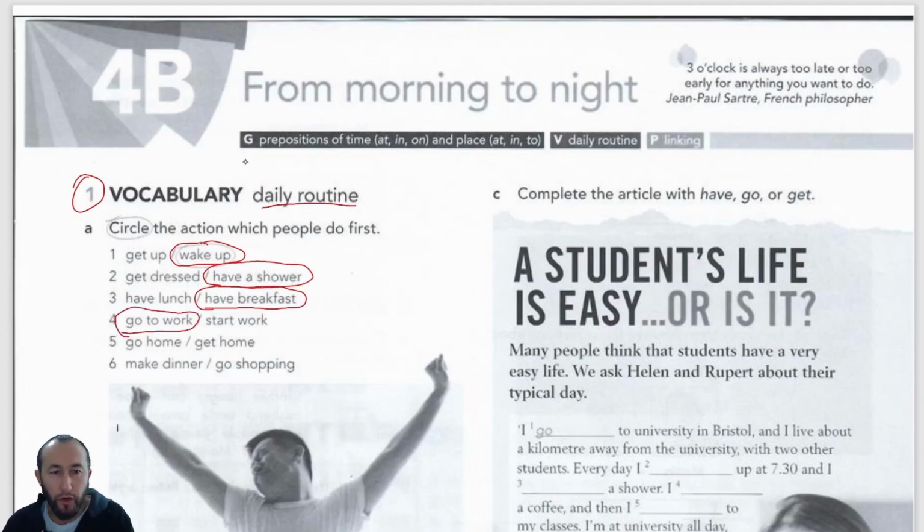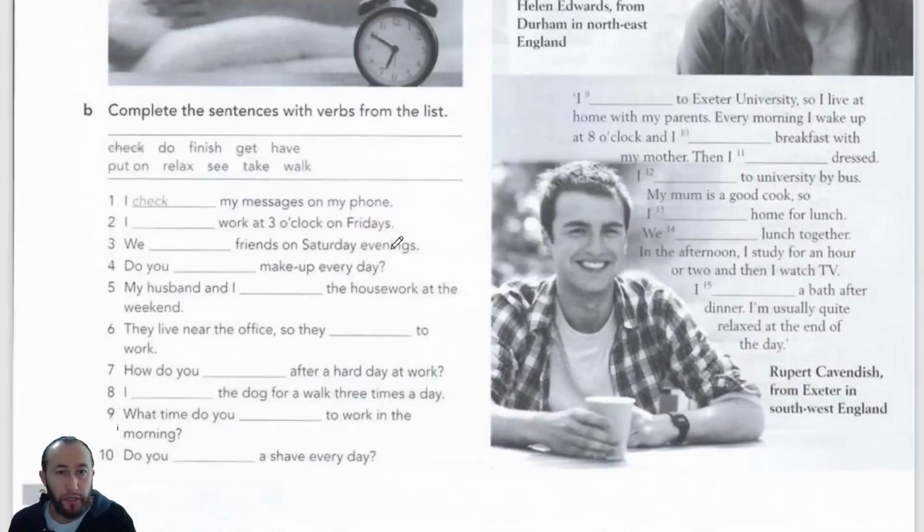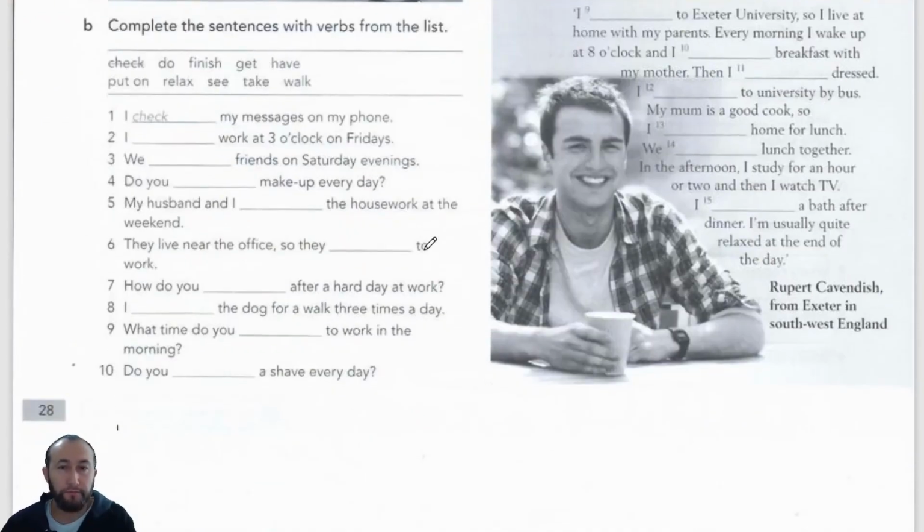Number 5, go home or get home. Okay, so we go home first. And after that, when we come home, that's going to be get home. Number 6, make dinner or go shopping. So before making dinner, we need to go shopping. We go shopping, groceries, we buy stuff, and then we come home and we make dinner. That's done.